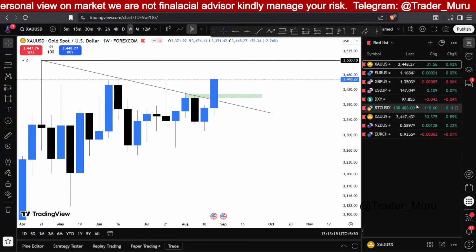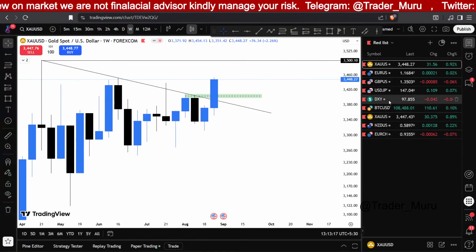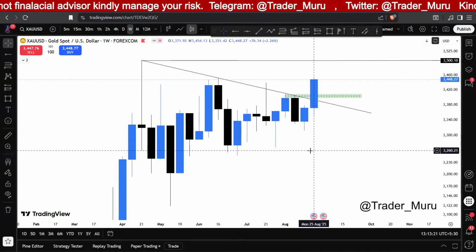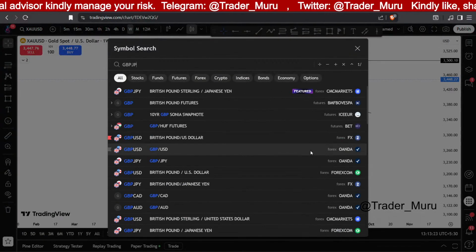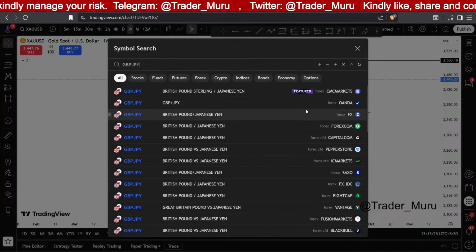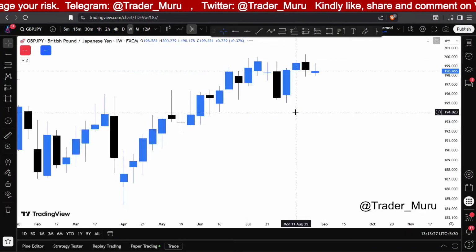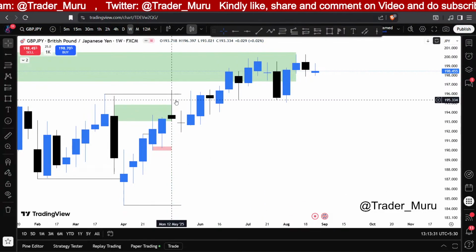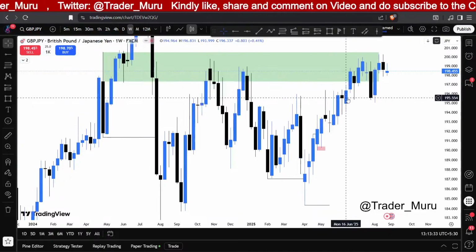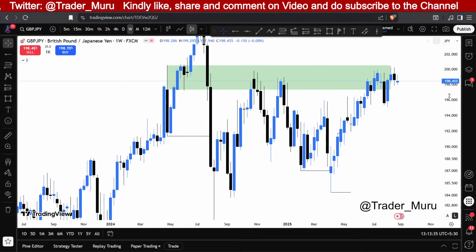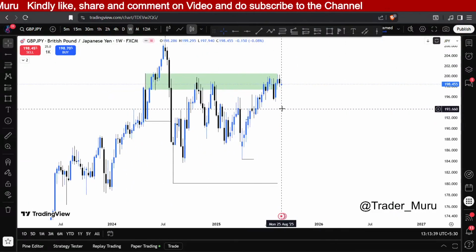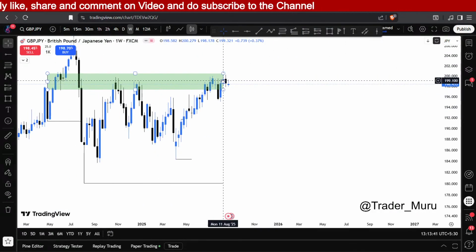GBP JPY. Let's see GBP JPY. Okay, so I have too many things in it. Until this area gets broken, it is bearish. GBP is bearish, so all its pairs will be bearish.